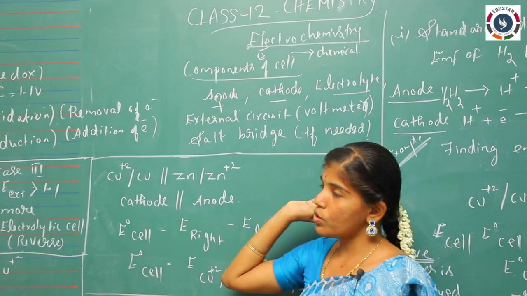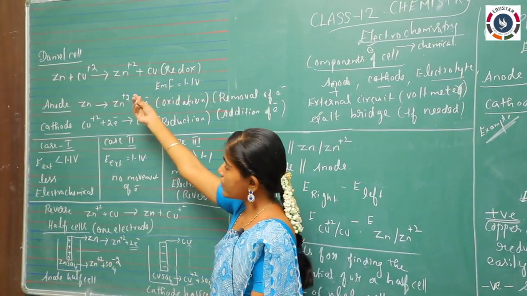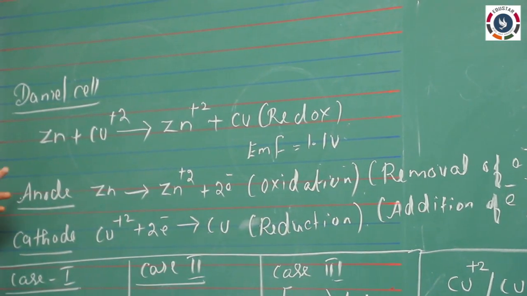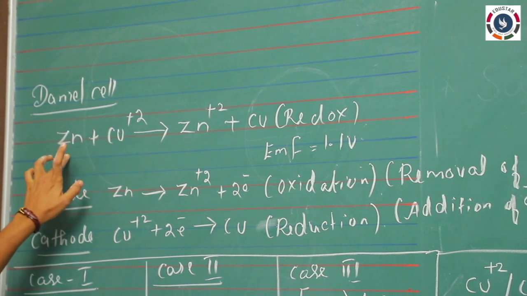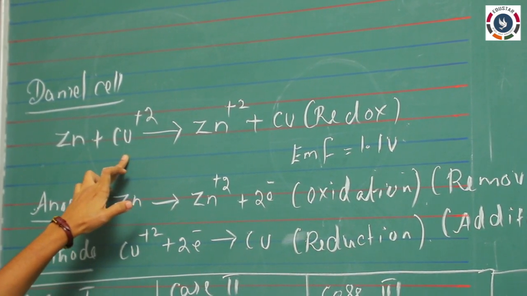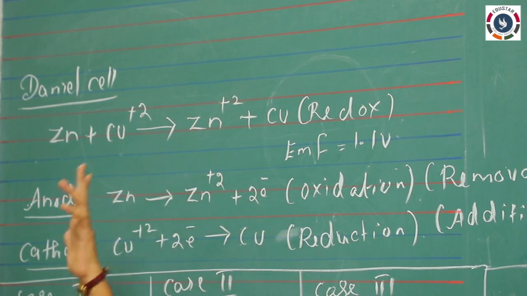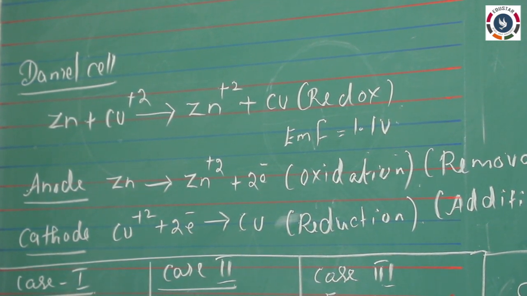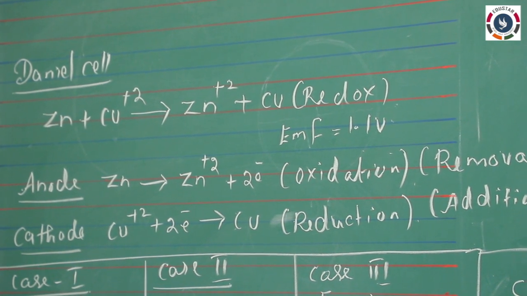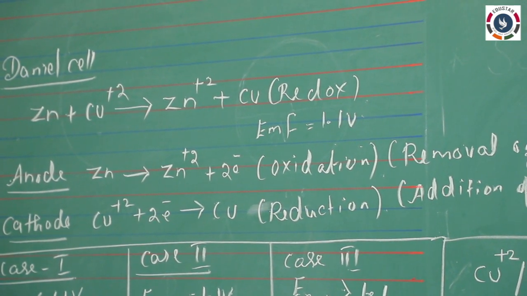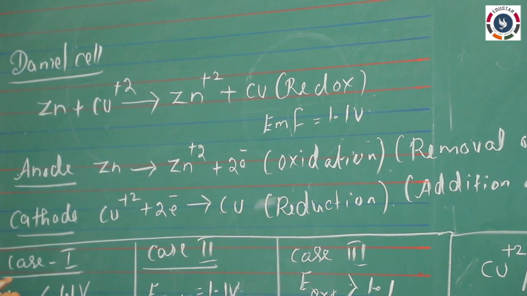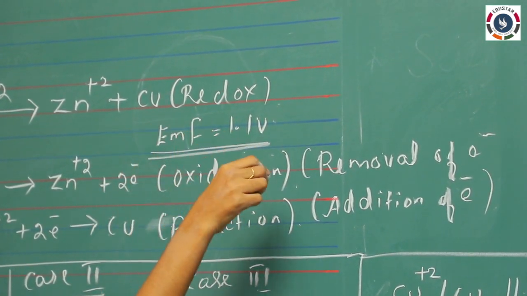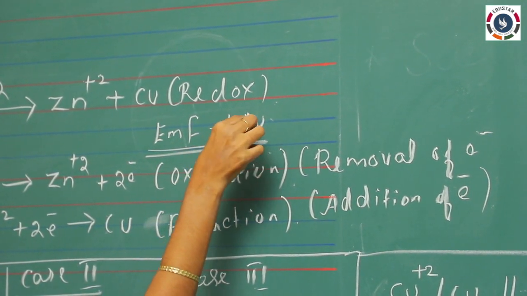Now I am going to say the Daniell cell. The Daniell cell we have learnt in class 11. This is the basic reaction present in the Daniell cell: zinc added to copper ions gives zinc ions and copper. Remember, this is a redox reaction. What do we call a redox reaction? When oxidation and reduction occur simultaneously, that is called a redox reaction. As a result of this reaction, we get an EMF, that is electromotive force, of 1.1 volt.